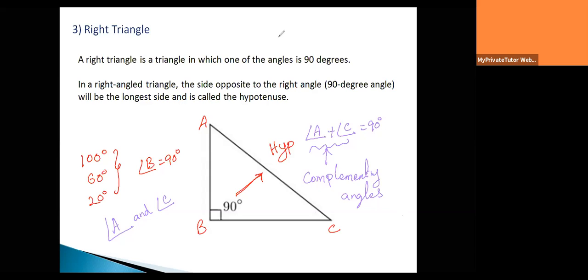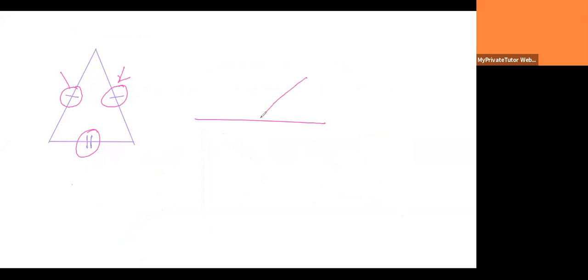Similarly, if two angles add up to 180 degrees, then they are called supplementary angles. For example, let's say this is angle A and this is angle B. If these two angles add up to 180 degrees, they are supplementary angles. Supplementary means two angles add up to 180. Complementary means the two angles add up to 90 degrees, guys. Okay, so I think I'm done with the types of triangles.